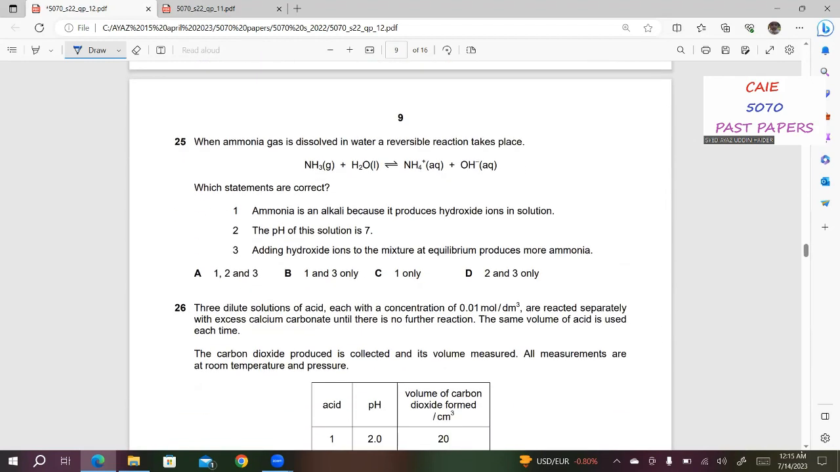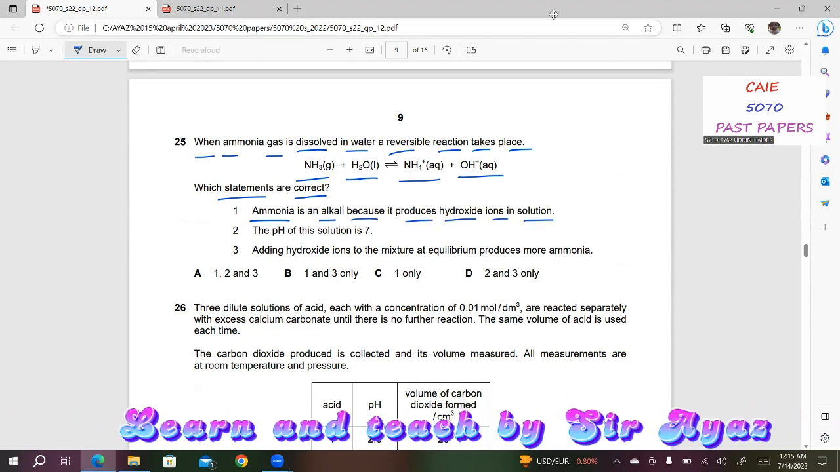25. When ammonia gas is dissolved in water, a reversible reaction takes place. NH3 gas plus H2O liquid gives NH4+ aqueous plus OH- . This is a reversible reaction. Which statements are correct? 1. Ammonia is an alkali because it produces hydroxide ions in solution. This is correct because it is producing hydroxide ions in the solution. So it means that ammonia is an alkali.